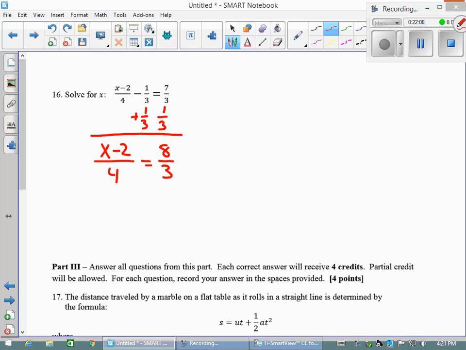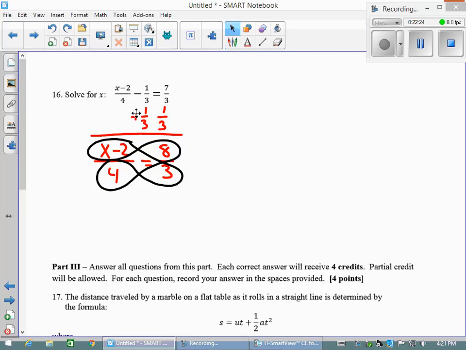So here, now what we're going to want to do is cross multiply both sides. When we write this, make sure you put your 3 in parentheses, 3(x - 2), and that's going to equal 32.